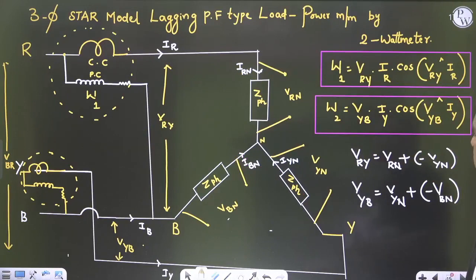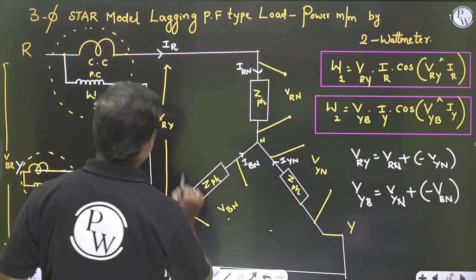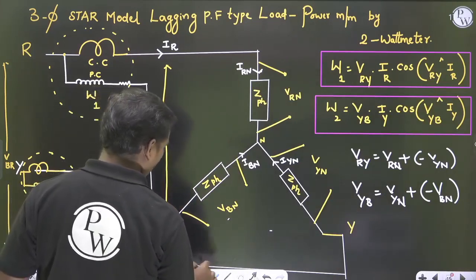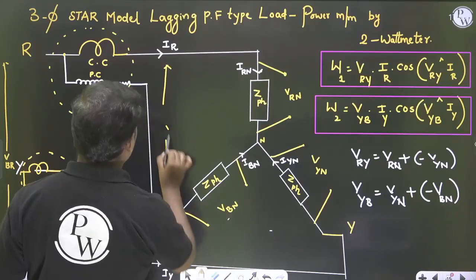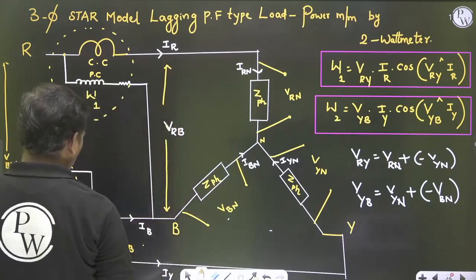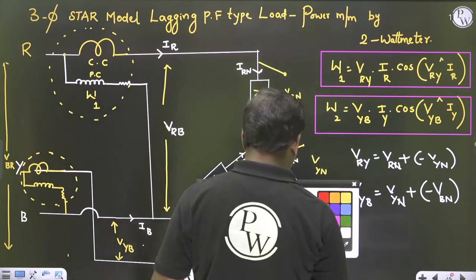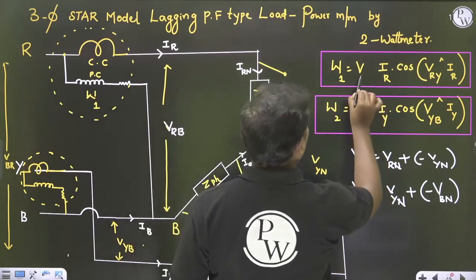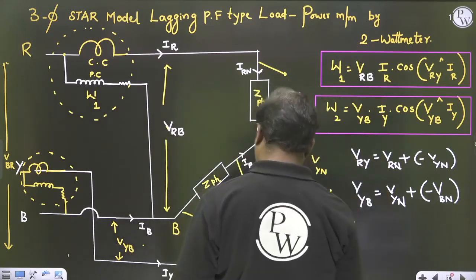Oh, sorry, a blunder mistake. This is VRY, no, this is VRB. Sorry, this is VRB, right? Please check this, I'm sorry. So this is VRB, my dear. Check between R and B. This is VYB. See, that's what I'm checking. So now if you see, this is RB, VYB, correct?